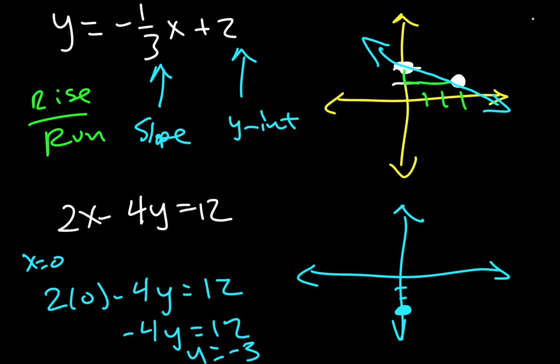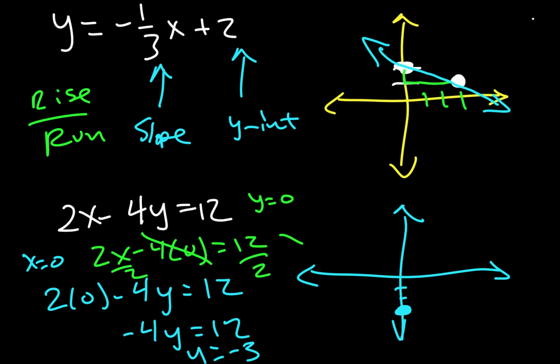Then I do the same thing when y equals 0. Plug in 0 right here, so I get 2x minus 4 times 0 equals 12. That cancels. 2x, we divide by 2, and so x equals 6. And so the x-intercept, 4, 5, 6. And then we can just connect those dots.